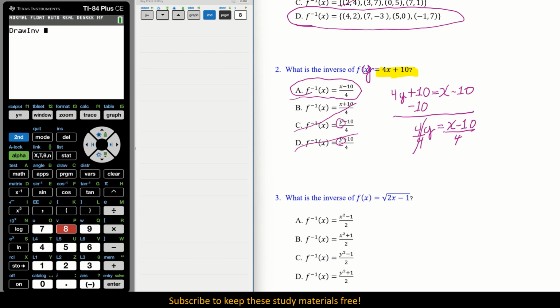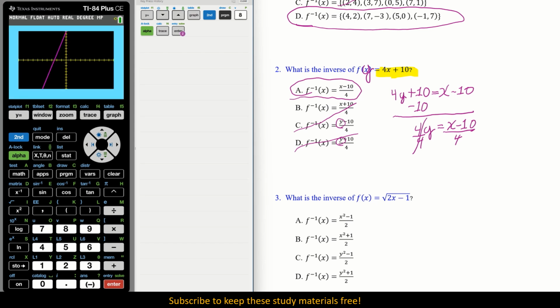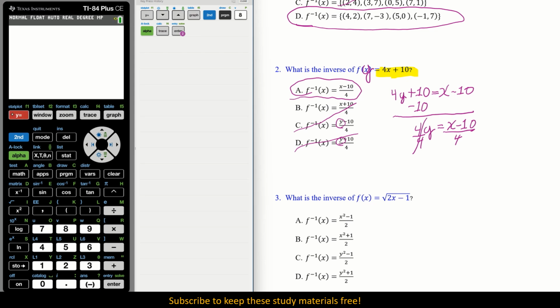Now, we need to tell it to draw the inverse of y1, the given. So we need to push alpha, trace, and it's highlighted on number 1. Push enter, and then push enter again. And notice the blue. It gave us the blue. That is our inverse.